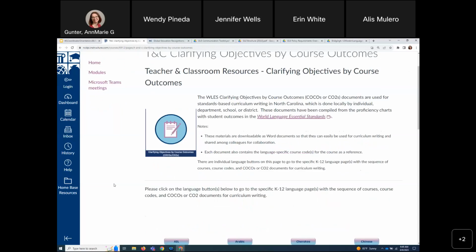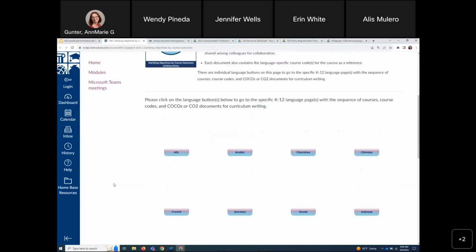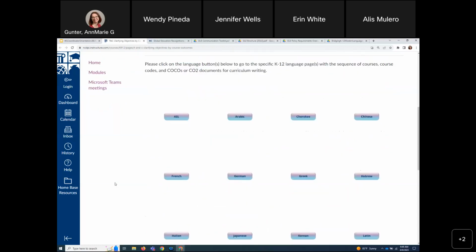What I've set up here is a way to go, so basically every language has its own page, and you click on the language button to go to the specific K-12 language page, and you can see its sequence of courses, the course codes, and then those COCOs documents for curriculum writing. So let me see what we got here. We have 2 votes for Spanish, but we also have a vote for Cherokee and Japanese. So let's start with Spanish and kind of go over it.